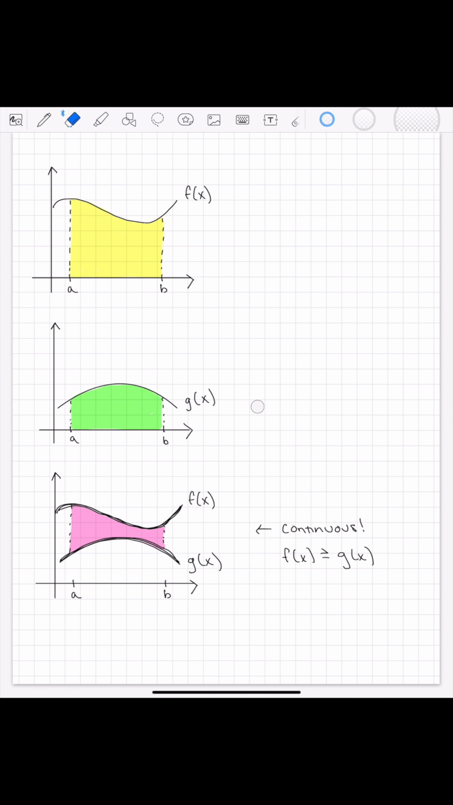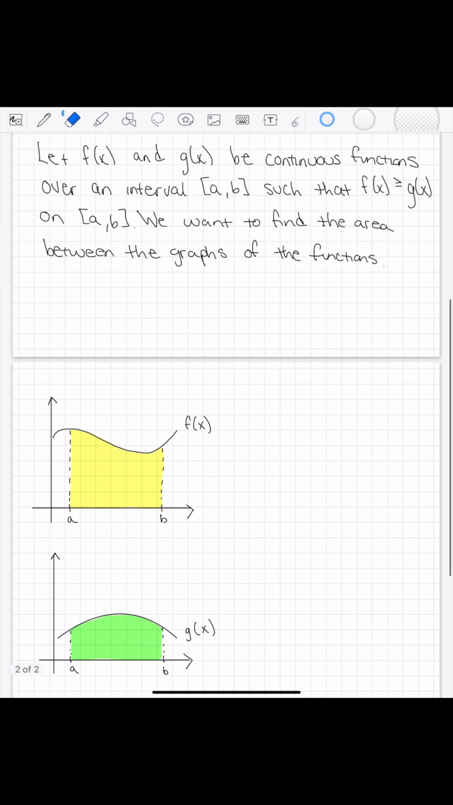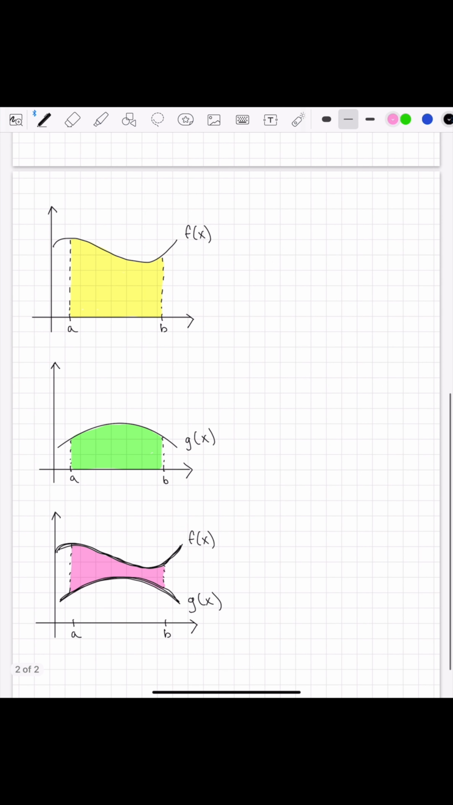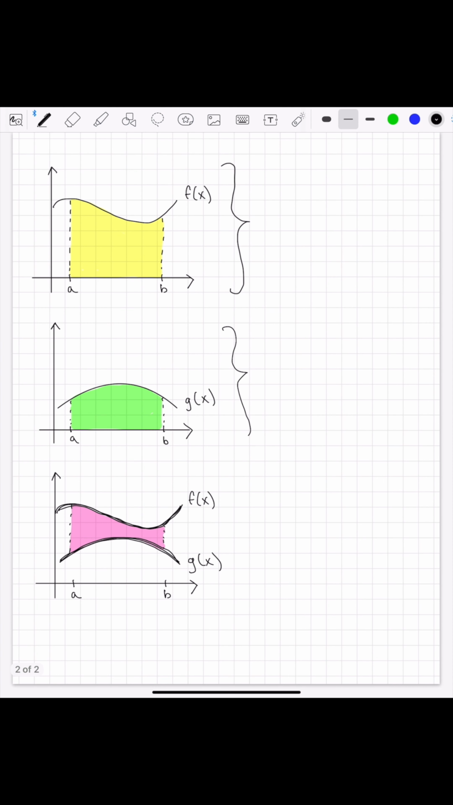And so what we said was that we want to find the area between the graphs of the functions. Remember, the area underneath f of x is here in yellow, and then the area underneath g of x is here in green. But that green area now gets removed, because we only want the area in between the graphs. So how do we define this? Let's call this area R. The pink area is what we want.